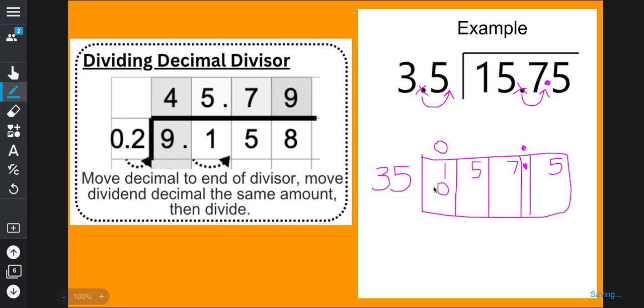35 goes into 1 0 times. We bring the 1 next door. 35 goes into 15 0 times. So we get 15. 35 goes into 157 4 times. 4 times 35 is 140. And you might have to do some of your multiplication to get those problems.